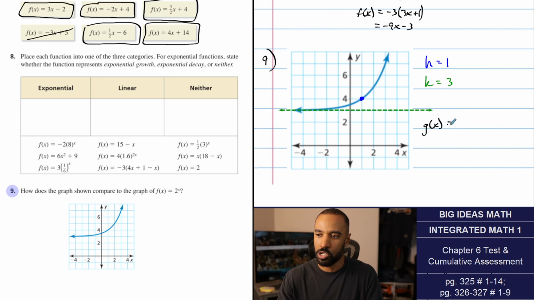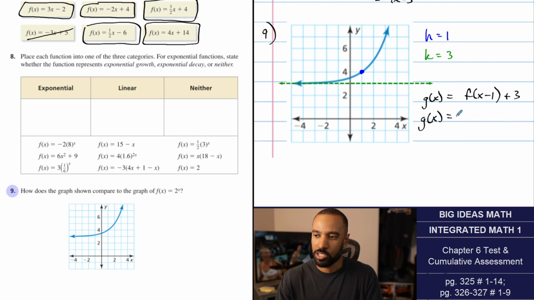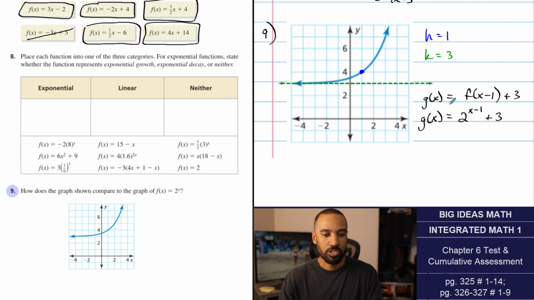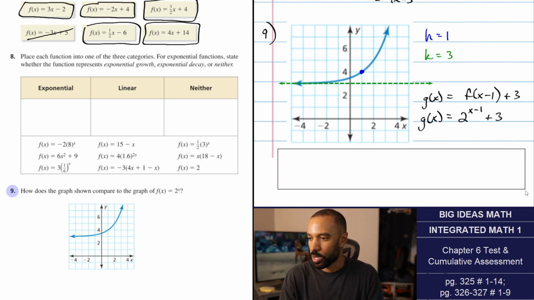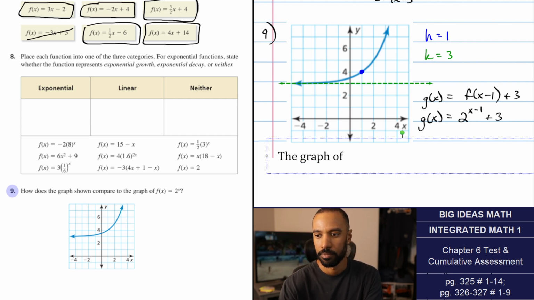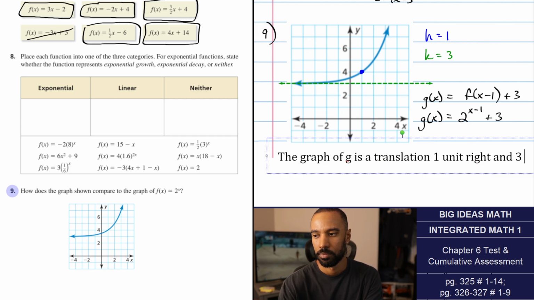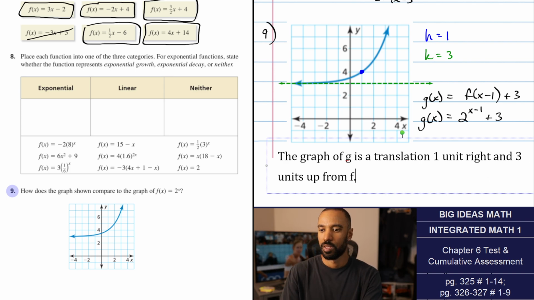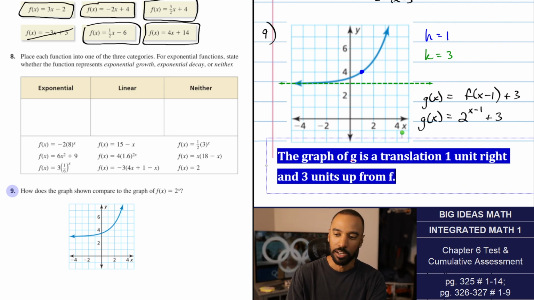So my g of x equation, if you call it this, is taking f of x minus h plus k. So that's going to look like g of x equals 2 to the x minus 1 power plus 3. Now, how does it compare to f of x equals 2 to the x power? Well, this shift and this shift. The graph of g is a horizontal translation, 1 unit to the right, and a vertical translation, 3 units up from f. And that's how we can say that. That would be my final result there.